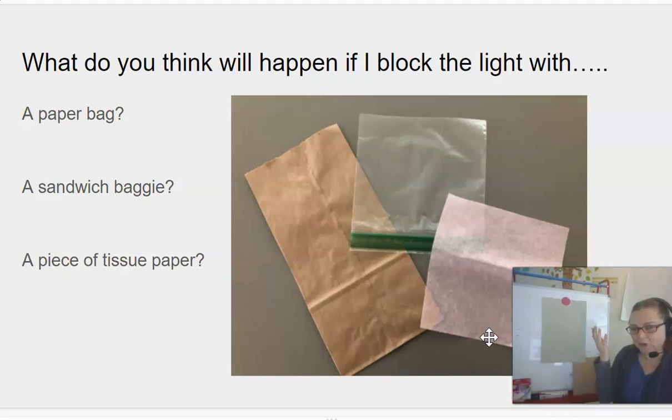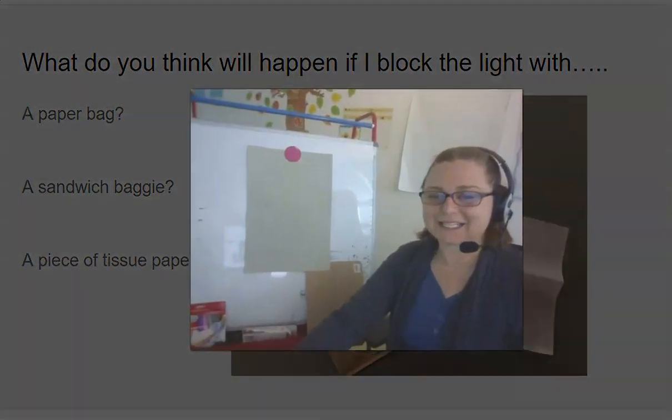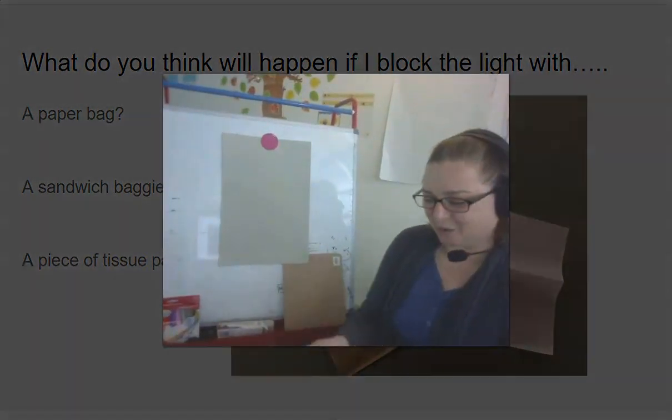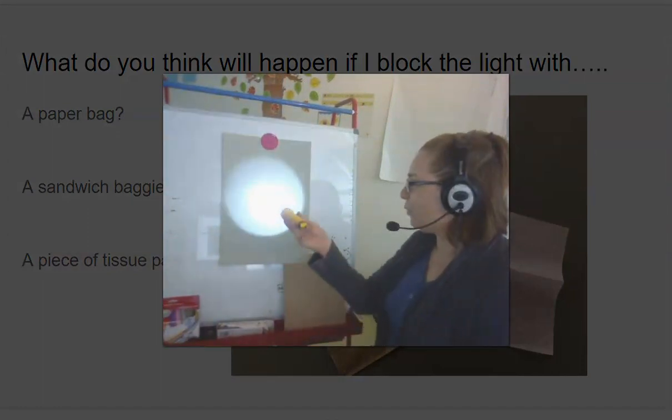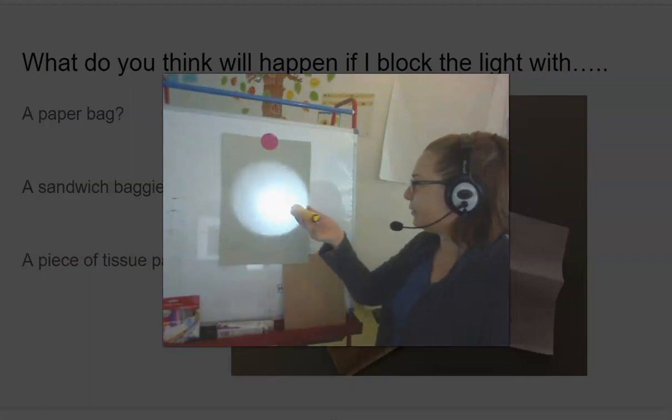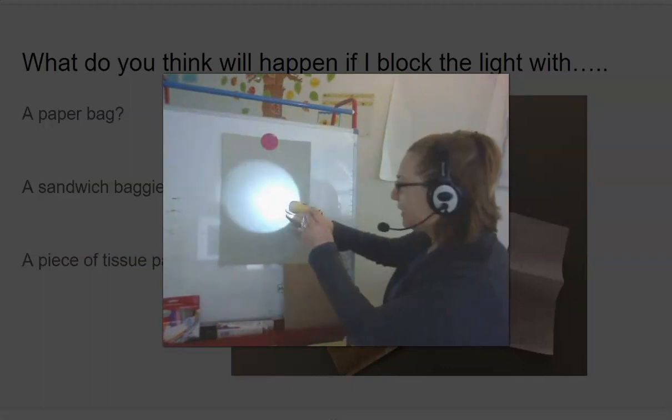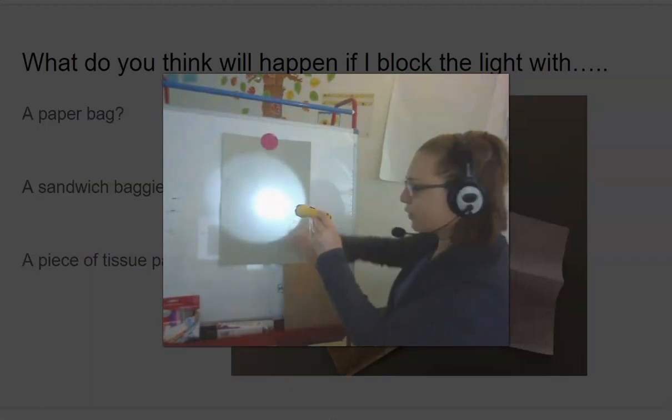What would happen if I held the flashlight up to a paper bag, and to a sandwich baggie, and to tissue paper? All right, we're going to try that out and see what happens when I do that. So I've got my flashlight here, and I'm holding the flashlight light onto this piece of paper on the board, and you can see how the light gets stronger and weaker.